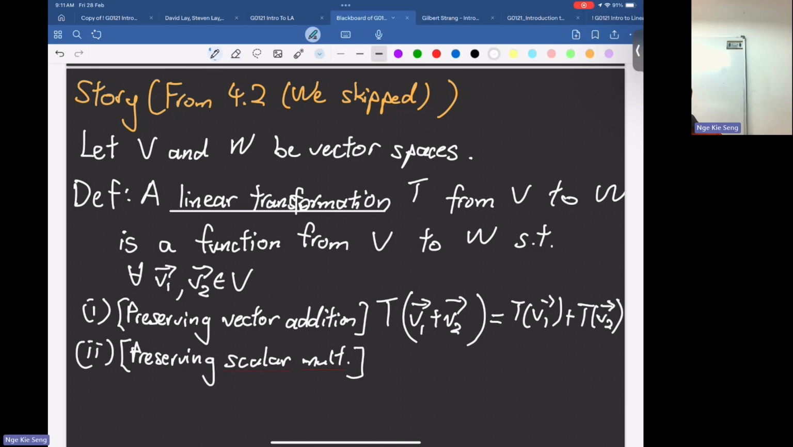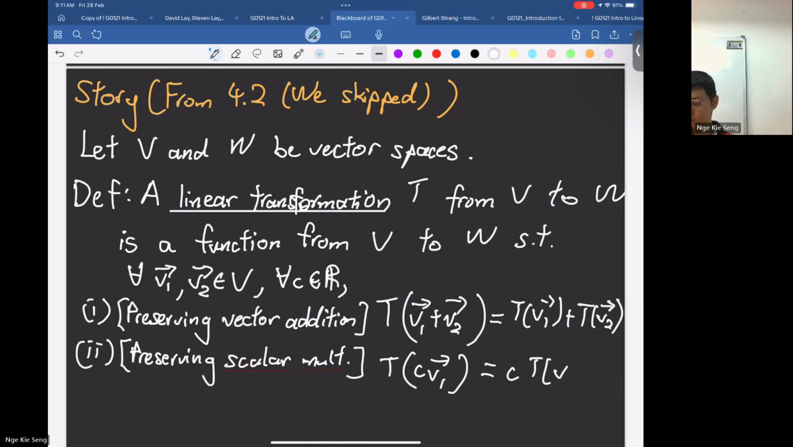Second, if I take any scalar, let's fix our scalar c, and multiply with my v, I still live in V because a vector space is closed under scalar multiplication. So I can feed it to T also. What does T give me? It just splits the c out also. So as long as your map satisfies these two properties, and it is from a vector space to another vector space, then it is a linear transformation.